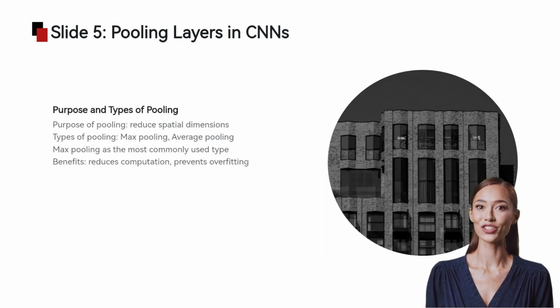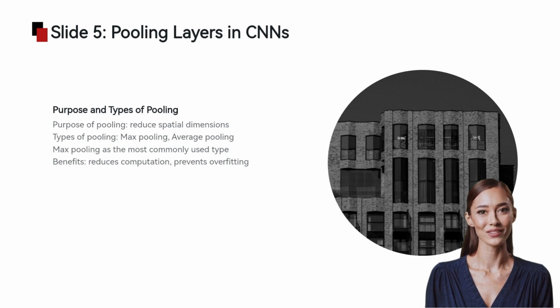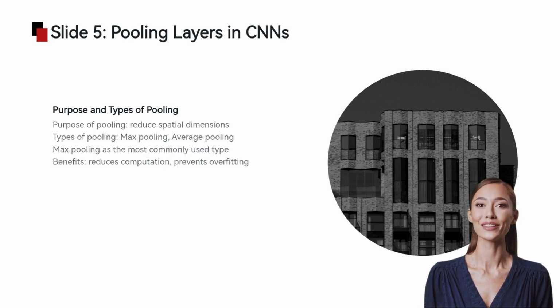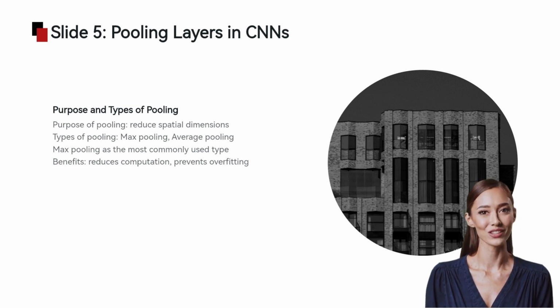After the convolutional layers, CNNs typically include pooling layers. The main purpose of pooling is to reduce the spatial dimensions of the feature maps while retaining the most important information. This helps reduce computational complexity and prevents overfitting. Max pooling is the most commonly used type of pooling, where a filter is applied to a local region of the feature map, and only the maximum value is retained. This operation helps capture the most important feature in each region while discarding less important information.